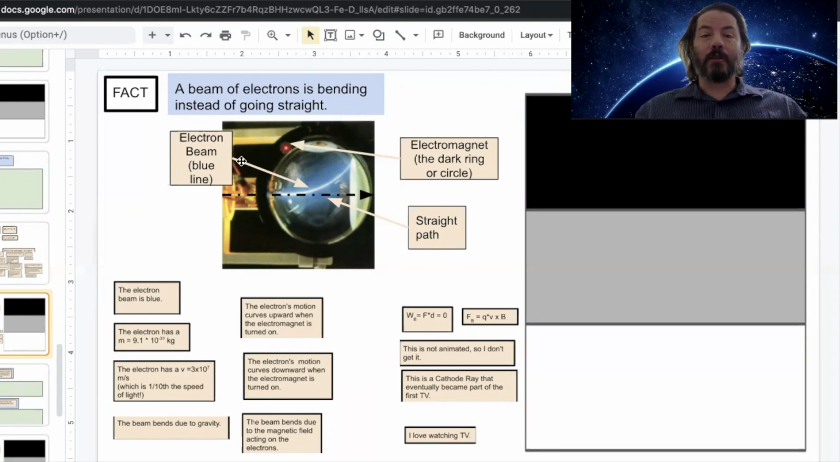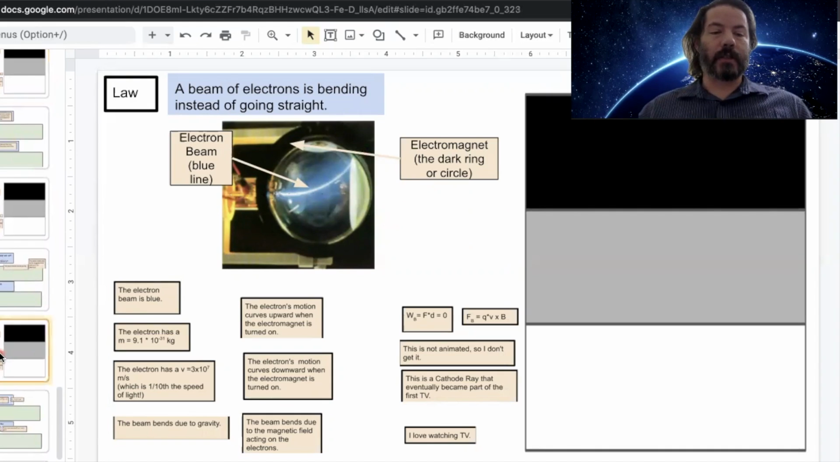But I do want to say what you have is a beam of electrons being shot at this plate. It's supposed to go straight, but they turn on an electromagnet. So this dark ring right here is an electromagnet, and it causes the electrons to curve. So this blue line right here is actually a beam of electrons, and it's curving. So a beam of electrons is bending instead of going straight. There's lots of fascinating things I would love to talk to you about with this, but that's where I'm going to leave it, and I want you to see what you come up with, okay?